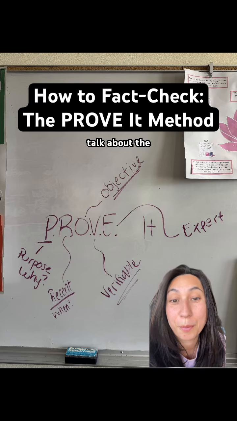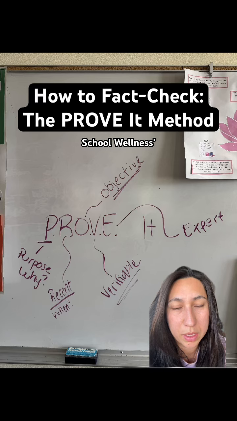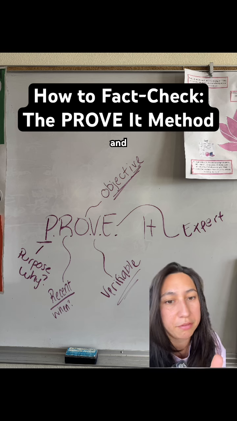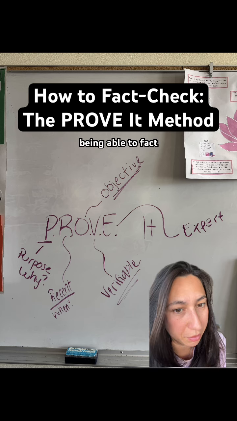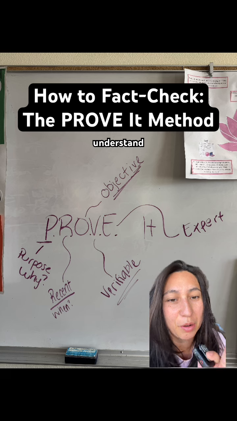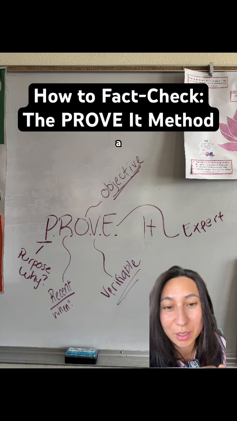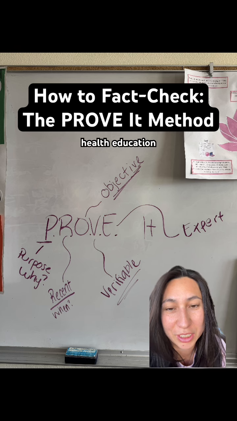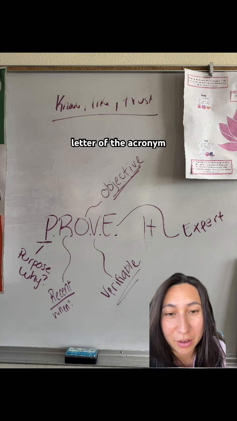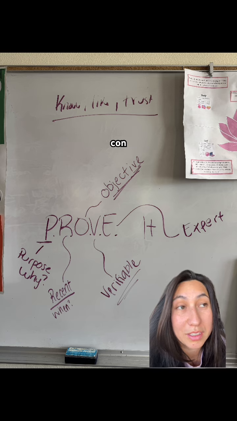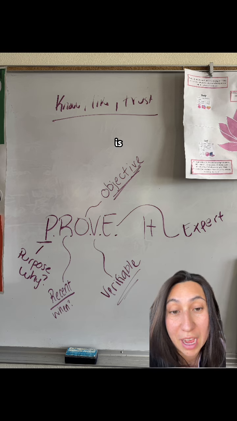Let's talk about the Prove It method. So this is Project School Wellness's skill cue for accessing valid information and fact checking. Being able to fact check and understand what's valid and what's not is critical to well-being. So this plays a huge role in our health education. Each letter of the acronym outlines a criteria that you can use to assess if information is valid.